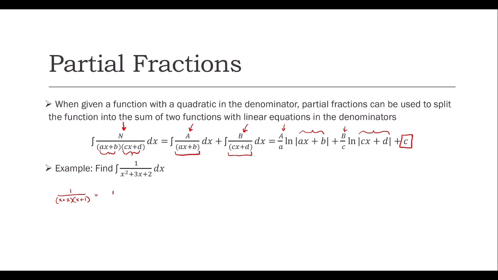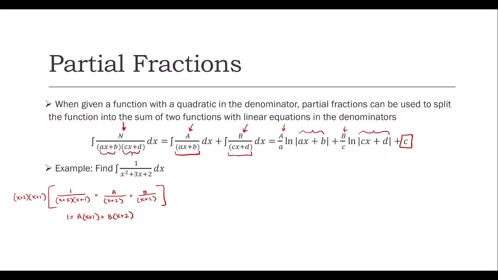So we're going to split that into a over x plus 2 plus b over x plus 1. So to solve for a and b, we'll multiply everything by x plus 2 times x plus 1. So our left side of the equation would just become 1. And then our x plus 2 in the denominator will cancel with an x plus 2, so we'll get a times x plus 1. And then underneath our b, we have an x plus 1, which will cancel with the x plus 1, so we'll just have b times x plus 2.